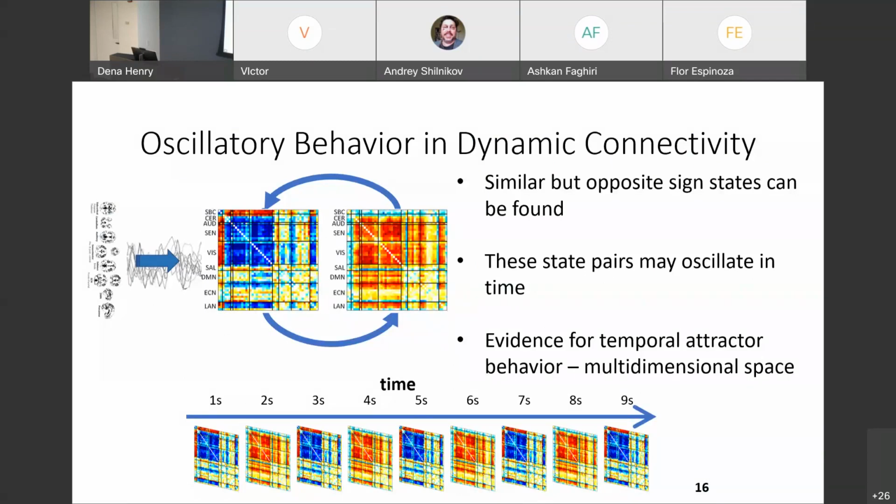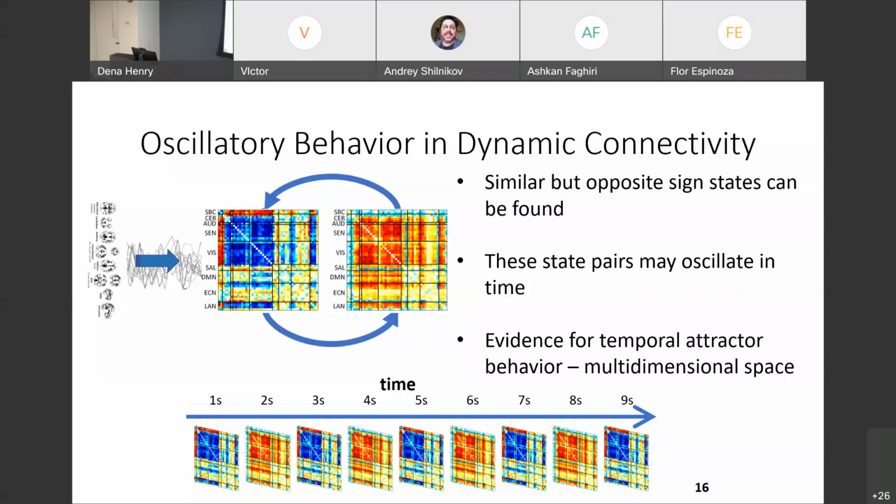But you can see these are two connectivity patterns that are very similar, and the only difference is that they are of opposite sign. The positive correlation in one is negative in the other one, and vice versa. And if you look at the time progression, you can see that they go in sequence one after the other, creating an oscillation that lasts for some time and then switch to a different type of oscillation or a different type of dynamic connectivity.